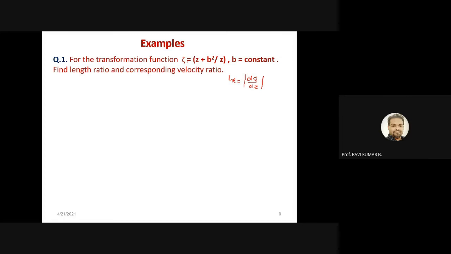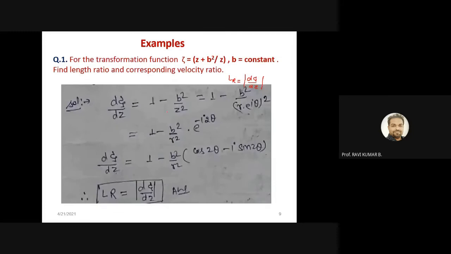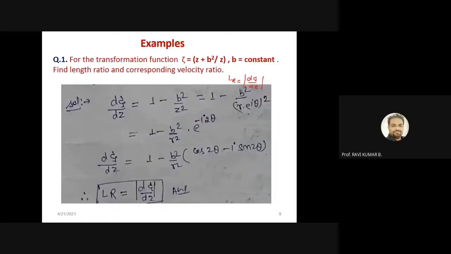So you are calculating d zeta by dz. That will come like this. If you differentiate this equation, this will be 1 minus b squared by z squared. That you got like this. Now, z in terms of polar coordinates can be written as r into e to the power i theta. Just replace here in place of z, r into e to the power i theta, whole squared.